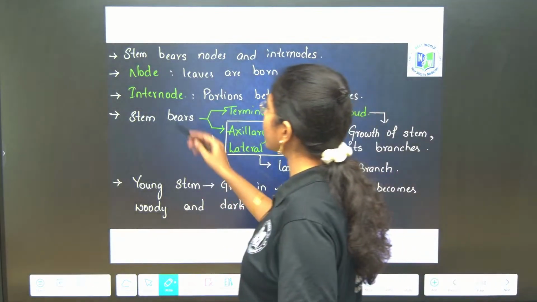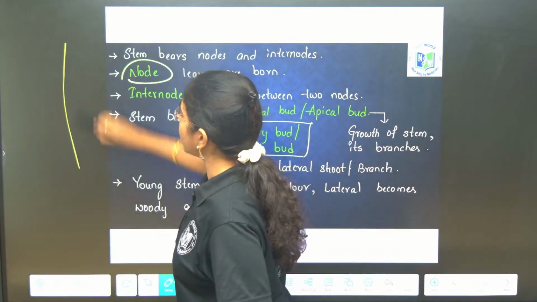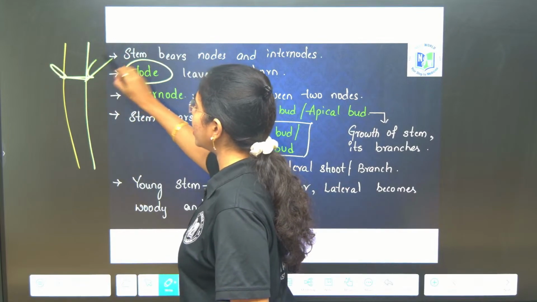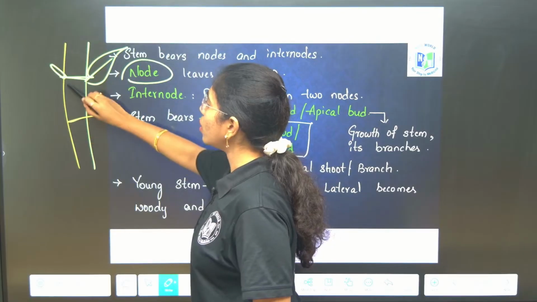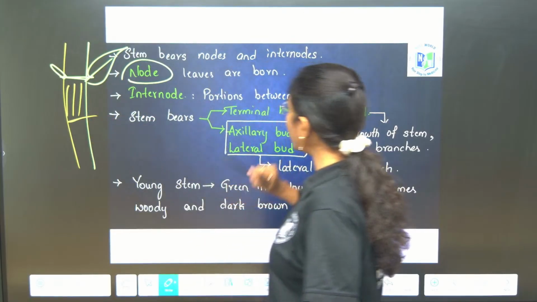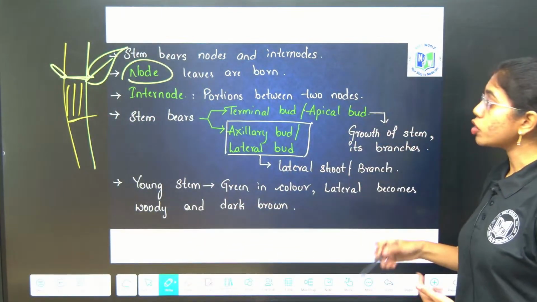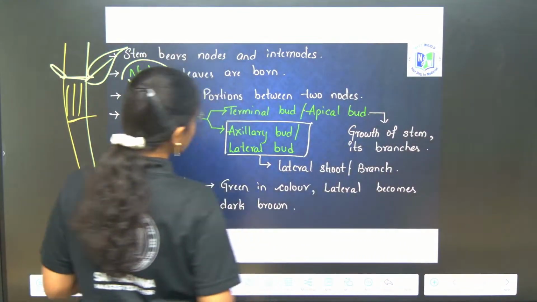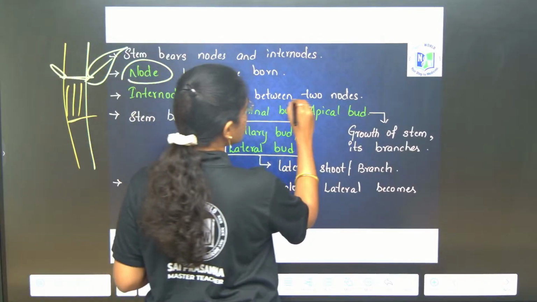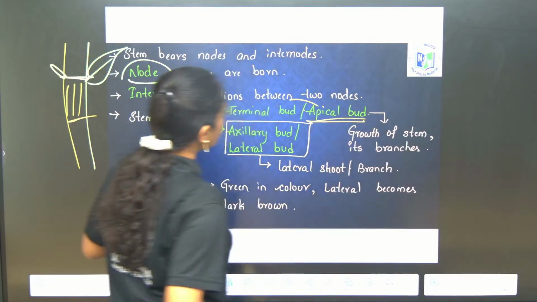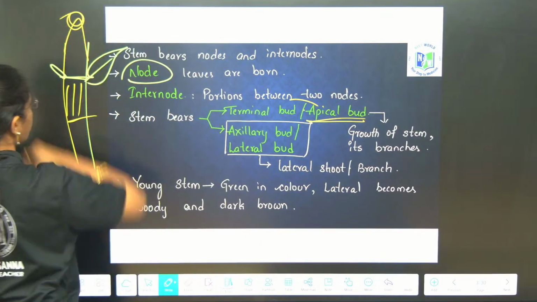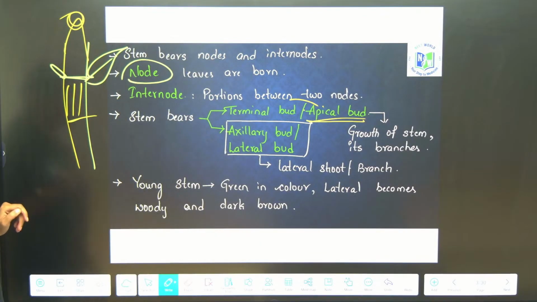What is a nodal region? Nodal region is that point from where auxiliary buds or leaves will arise, and internode is the region which is present in between two nodes. Stems also bear terminal buds and auxiliary buds. What is a terminal bud? Terminal bud is also called as apical bud, which grows at the tip of the shoot.